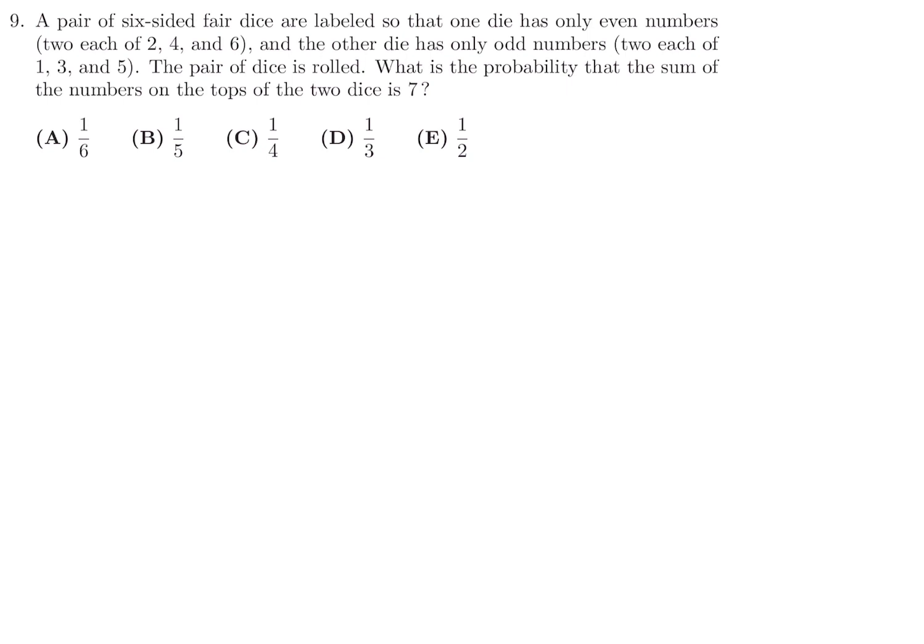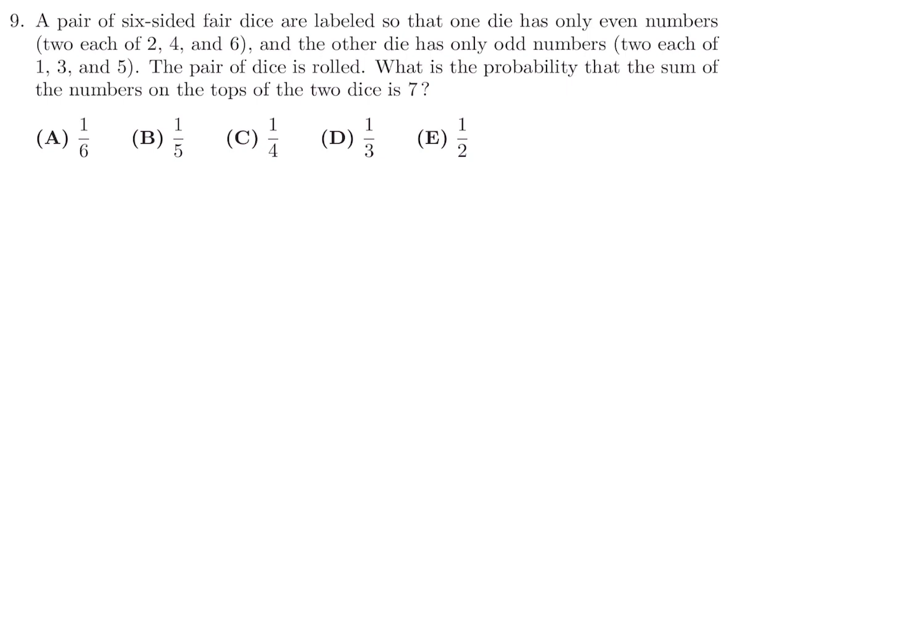A pair of 6-sided fair dice are labeled so that one die has only even numbers and the other die has only odd numbers. The pair of dice is rolled. What is the probability that the sum of the numbers on the tops of the 2 dice is 7?